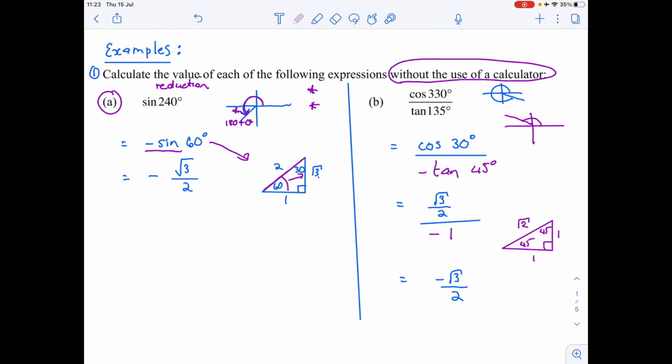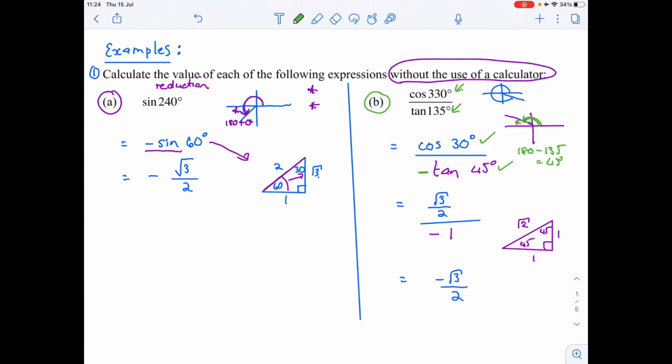So then we're going to now move on to number B. And here we reduce 330 and we reduce 135. 330 takes us through to the fourth quadrant. Cos is positive there, and my acute angle is 30. Then we look at 135, which takes us to the second quadrant. Tan is negative there, so it's negative tan, and the acute angle is 180 minus 135, and that gives me my acute angle of 45.